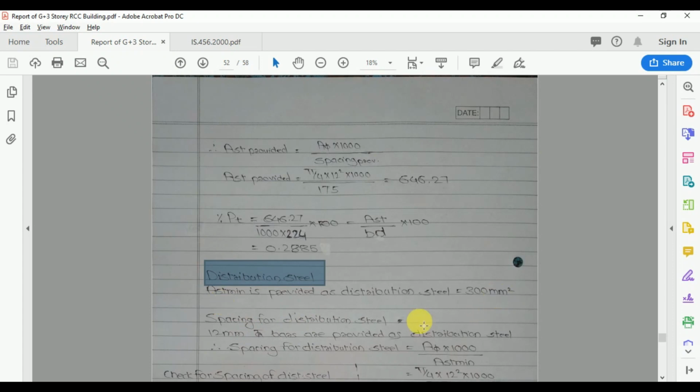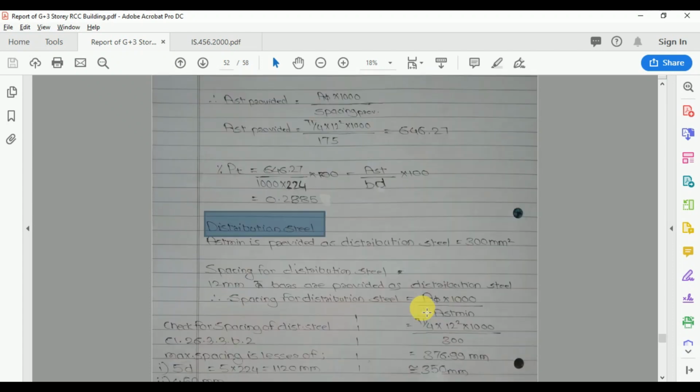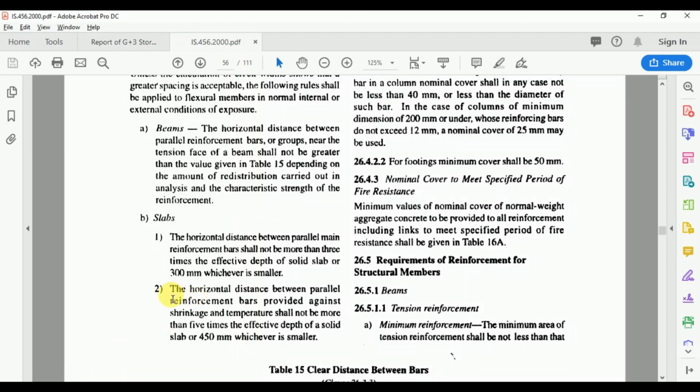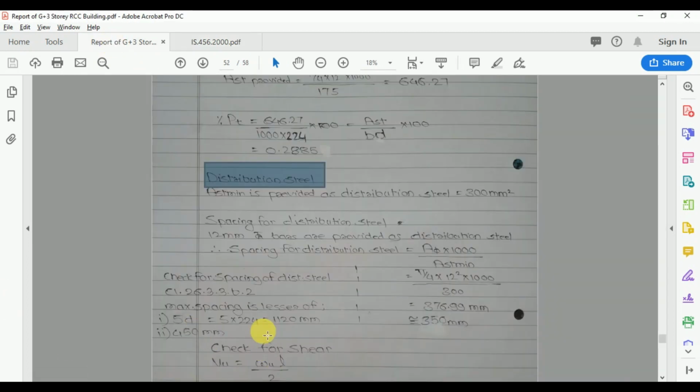With respect to that, we need to calculate the design spacing. Here you can see the design spacing is area of 1 bar into 1000 upon area of steel minimum. Hence here we got the design spacing as 376.99 mm, whereas codal provision 26.3.3.b.2 states that the horizontal distance between the reinforcement bars provided against shrinkage and temperature shall not be more than 5 times the effective depth, that is 5D or 450 mm, whichever is lesser. So here you can see 5D is 1120 mm and the other is 450 mm.